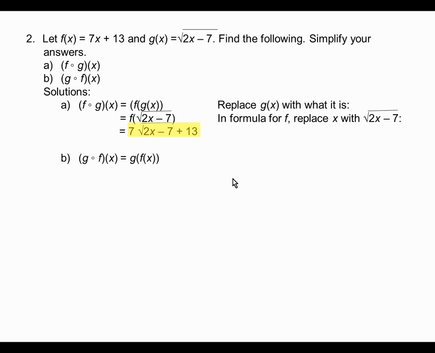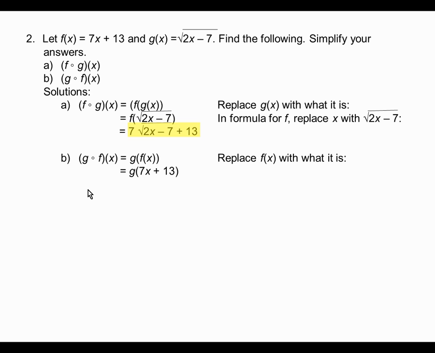Okay, let's switch it. g composed with f of x. By definition, it's g of f of x. Okay, the first thing we're going to do is replace f of x with what it is. f of x is 7x plus 13. So I'll have g of 7x plus 13.